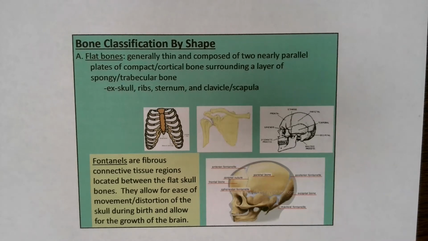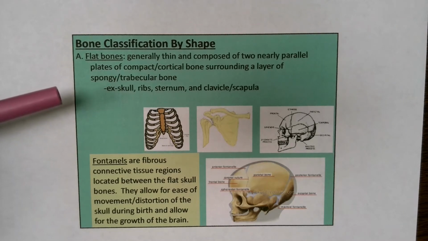Essentially, spongy bone's got all the little projections within it, and forces are dispersed throughout all those projections. Compact bone is dense and hard. It's what makes up the diaphysis of a long bone, and then spongy bone is found in the ends of a long bone, the epiphyses, those epiphyseal regions. But anyway, that being said, flat bones are generally thin and composed of two nearly parallel plates of compact bone, and they surround a layer of spongy bone. And just as a reminder, compact and cortical are interchangeable, and spongy and trabecular bone are interchangeable.